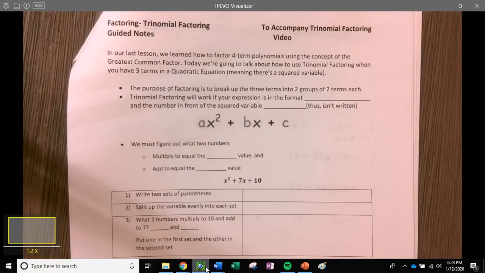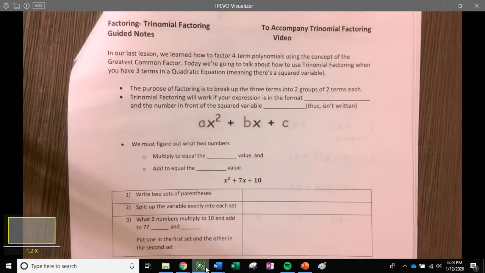Hey guys, we started talking about factoring in class today. We talked about grouping and greatest common factor. And so in this video, we're going to talk about how to use trinomial factoring when you have three terms in a quadratic, meaning you've got that squared variable.